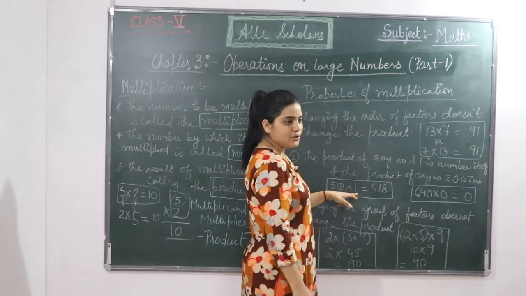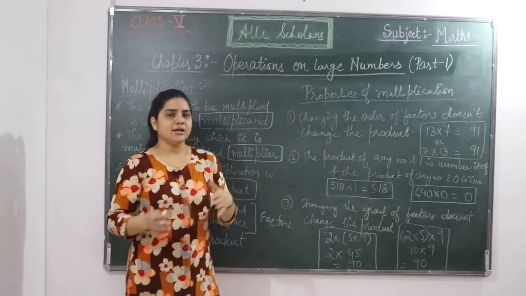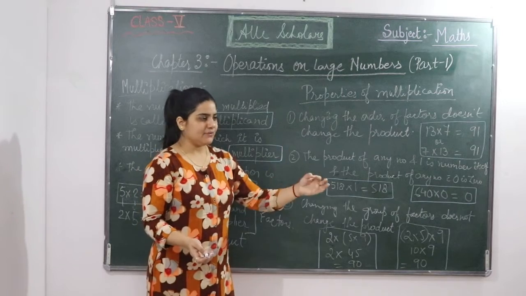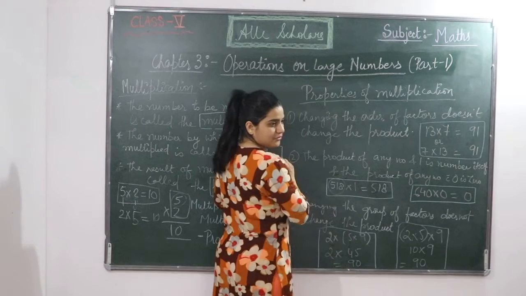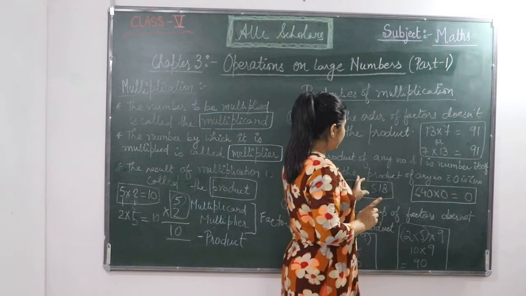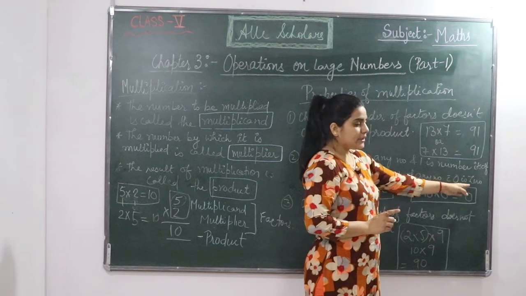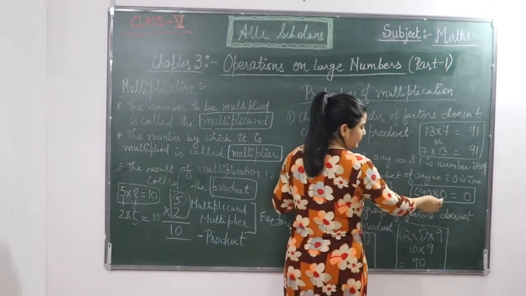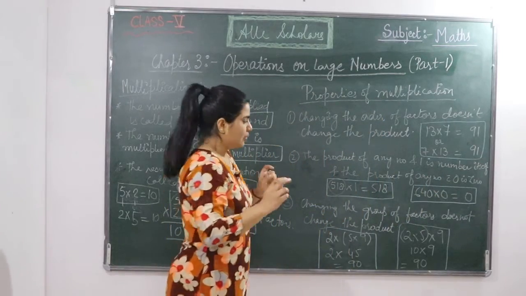So 518 into 1 gives you 518. 1 into 1 gives you 1. 2 into 1 gives you 2. So the number itself is the answer. What is the number itself here? 518. And the second thing, the product of any number multiplied with 0 is 0. Okay?